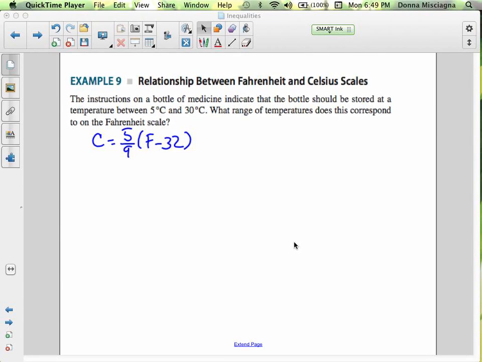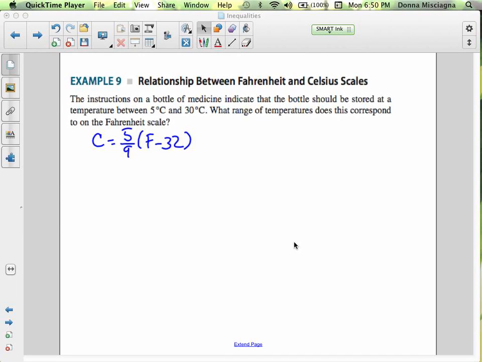The instructions on a bottle of medicine indicate that the bottle should be stored at a temperature between 5 degrees Celsius and 30 degrees Celsius. What range of temperatures does this correspond to on the Fahrenheit scale? Now, to solve this problem, you have to know the relationship between Celsius and Fahrenheit.